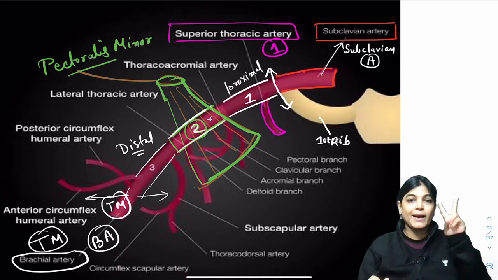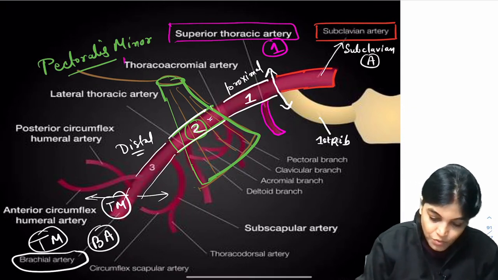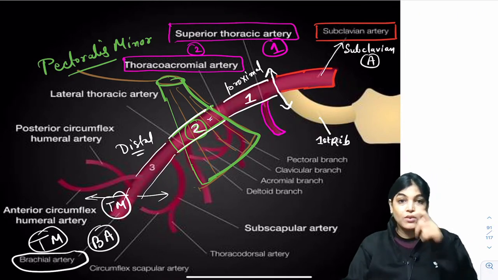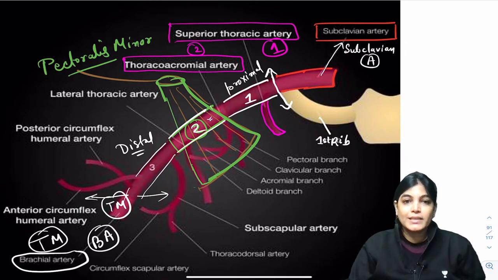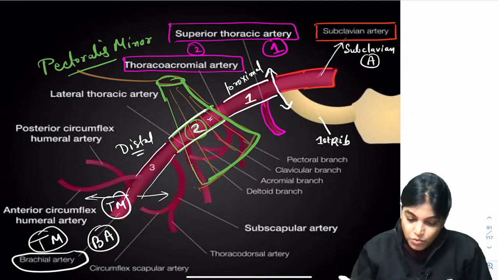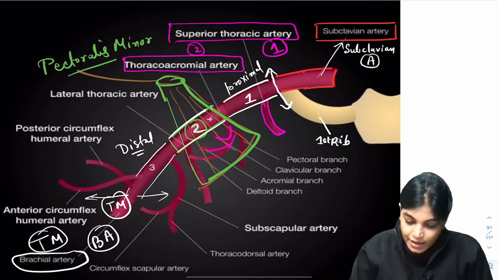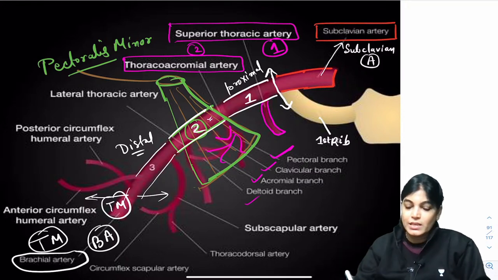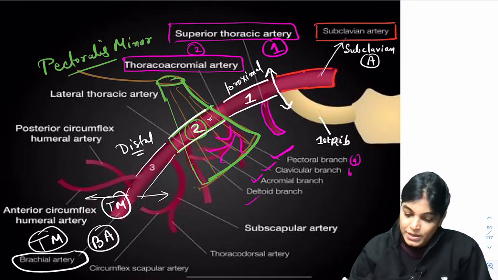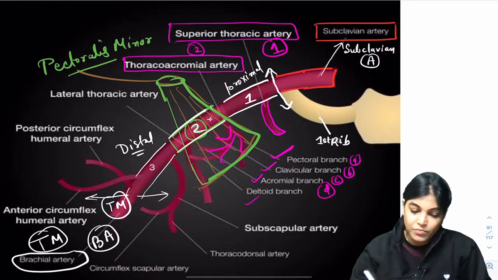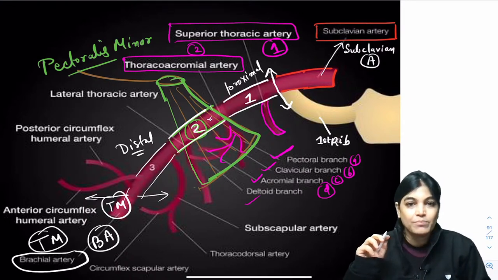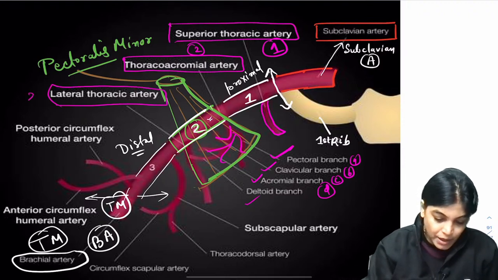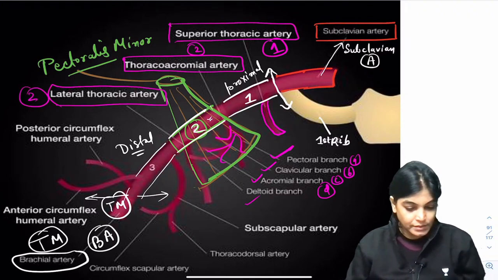From the second part we have got two branches. One is the thoracoacromial artery, which is running close to the upper border of pectoralis minor muscle, which will again divide into four branches sprouting like a flower, that is pectoral, clavicular, deltoid and acromial. So A, B, C, D, these four branches are of thoracoacromial artery. The second branch is the lateral thoracic artery. This is also a branch from the second part.